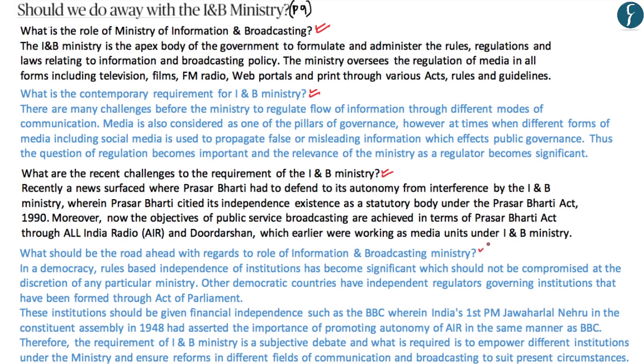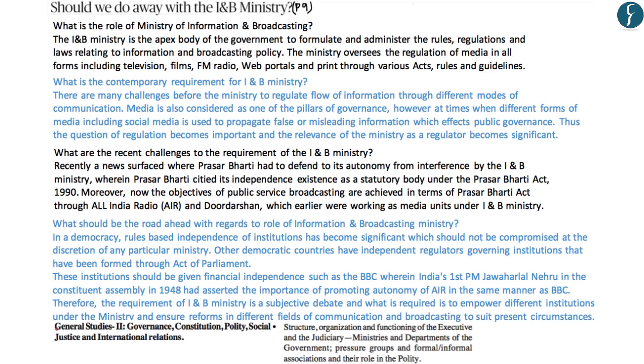Now with regards to the UPSC syllabus, the debate in the article and the explanation given in this section would be placed in GS paper 2. More specifically, structure, organization and functioning of the executive, ministries and departments of the government. And so now with this, we move on to the next article.